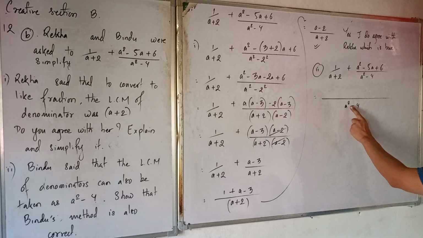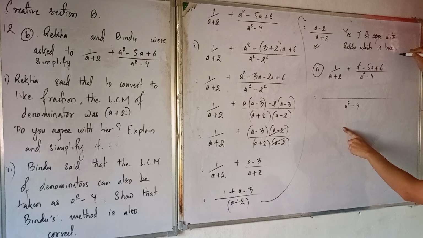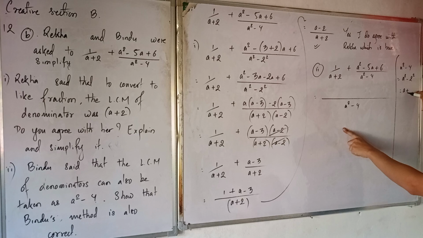So let's see a square minus 4. a square minus 4 can be written as a square minus 2 square, which can be written as a plus 2 and a minus 2, right?